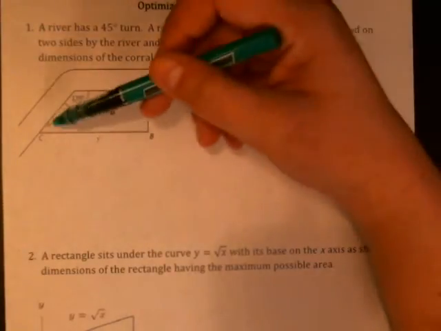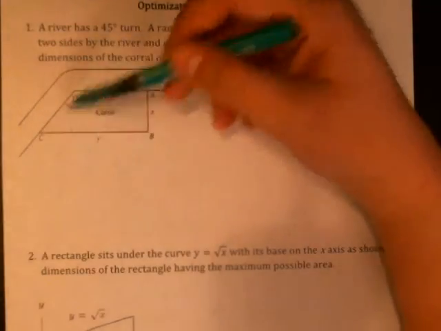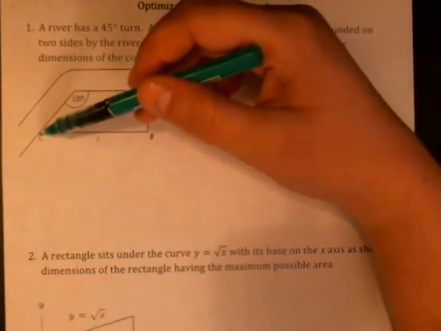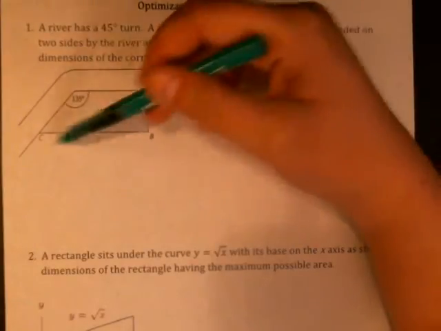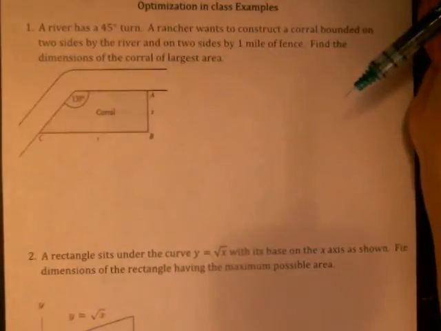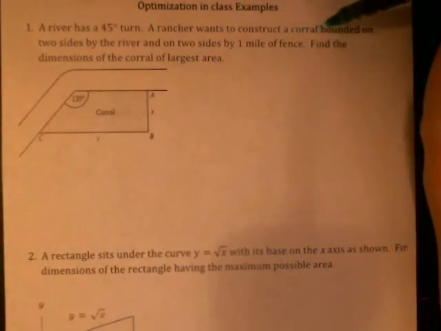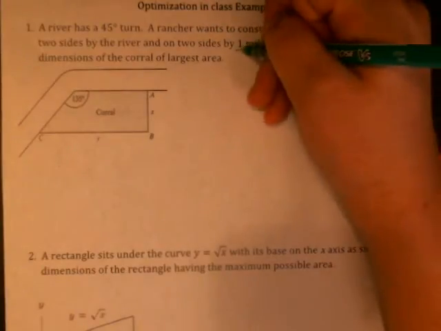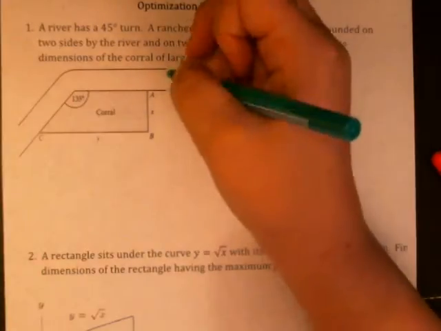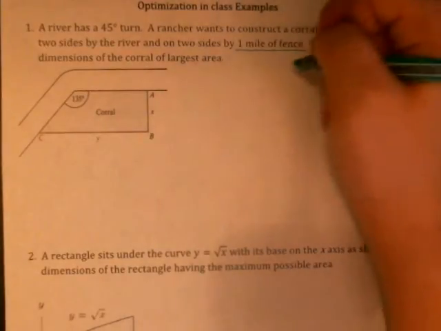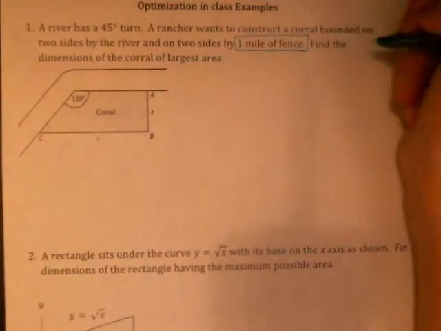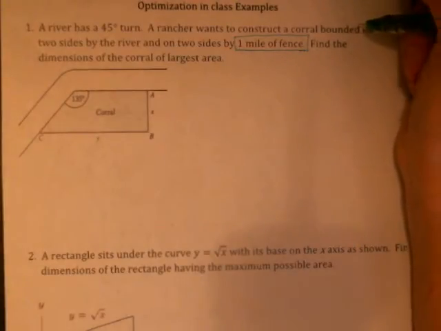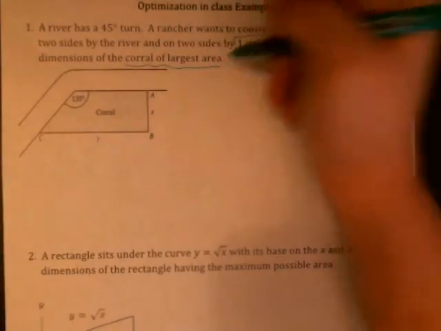So we're trying to build this corral, the shaded area, inside the bend of a river. Here's this 135-degree angle, and we really only need to fence from A to B to C. We don't need to fence the river sides. So it's bounded on two sides by the river and two sides by a mountain. One important restriction is that we only get 1 mile of fence. Otherwise, we'd just make a monster big one. We're trying to find the dimensions of the corral with largest area.